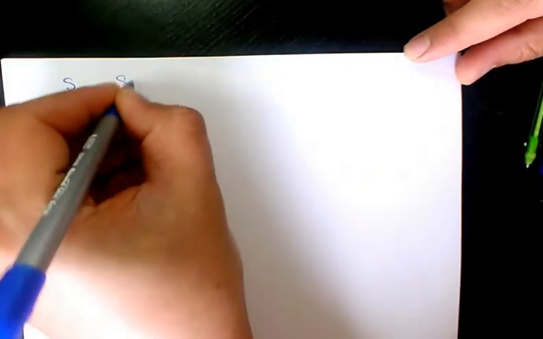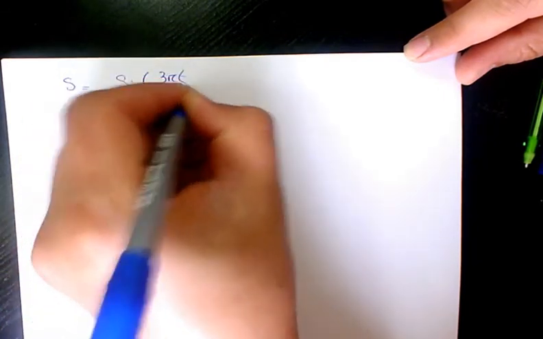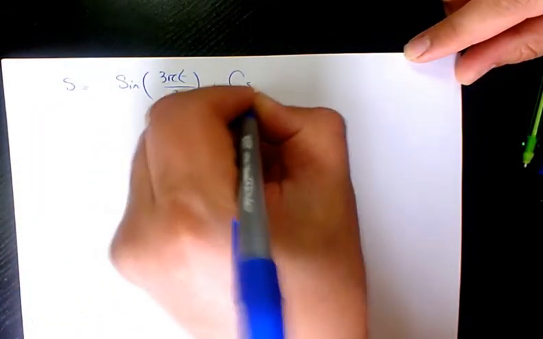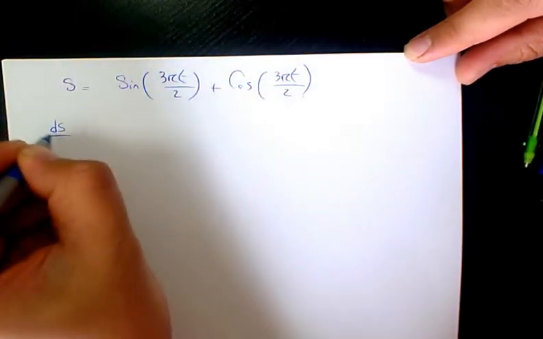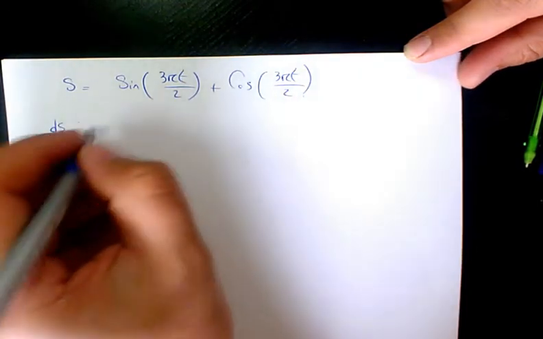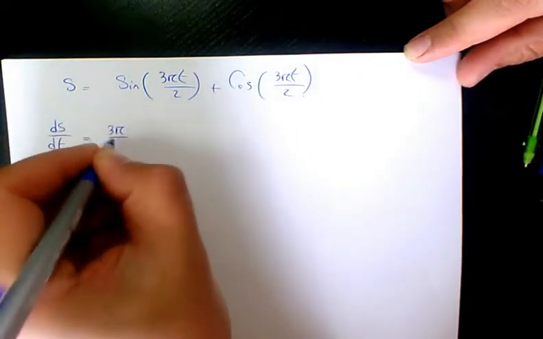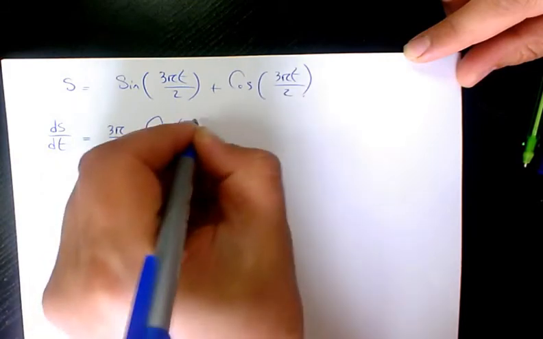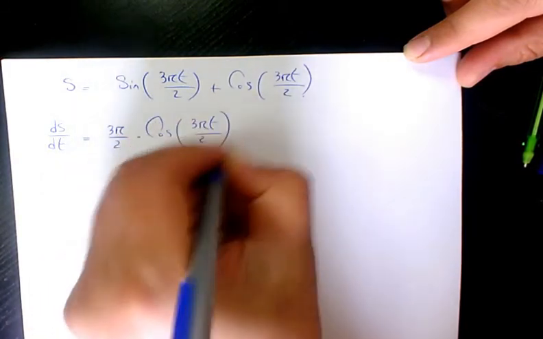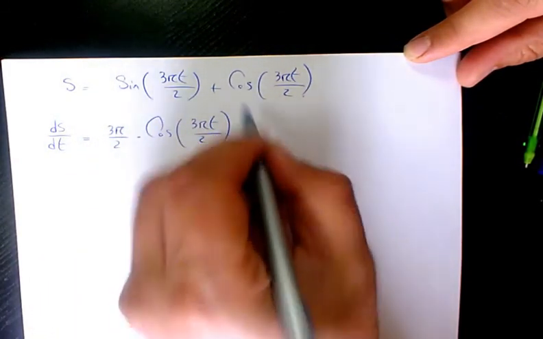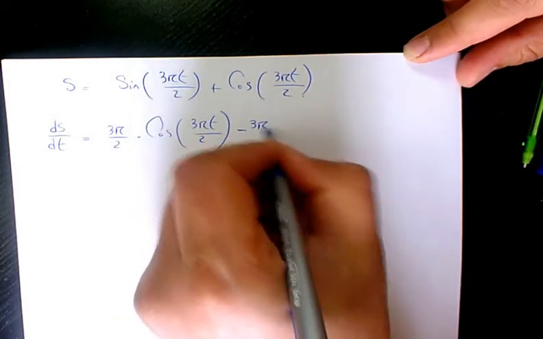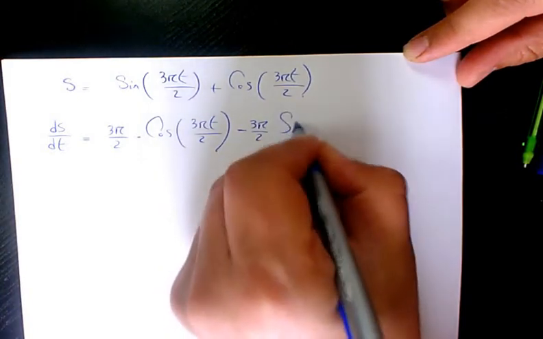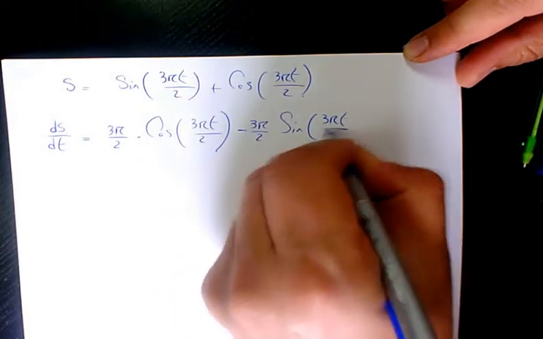Next example is s equals sine 3 pi t over 2 plus cosine 3 pi t over 2. ds over dt will be 3 pi over 2 times cosine 3 pi t over 2 minus, because derivative of cosine is negative sine, minus 3 pi over 2 times sine 3 pi t over 2.